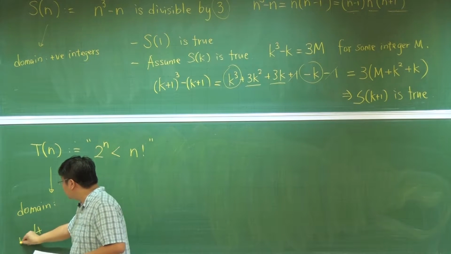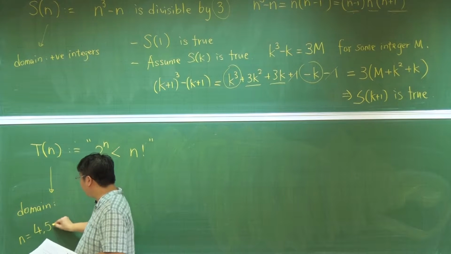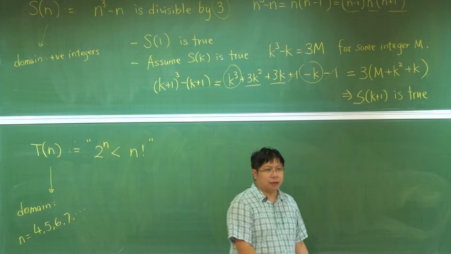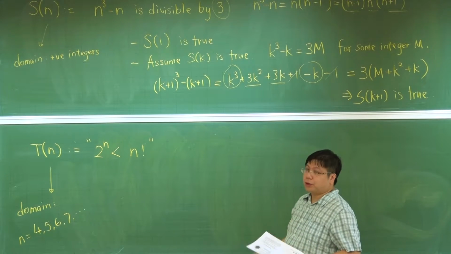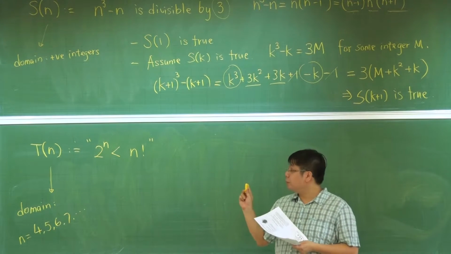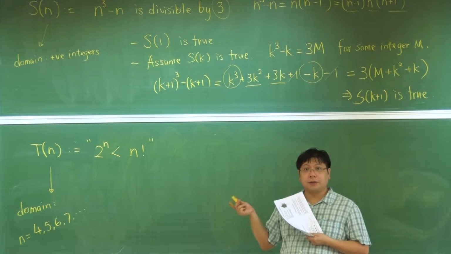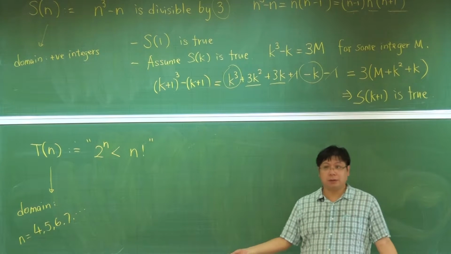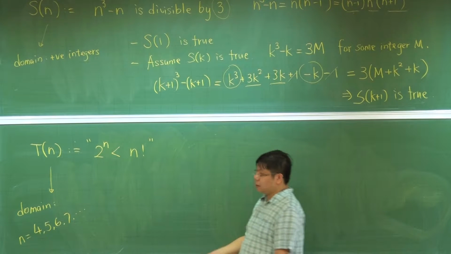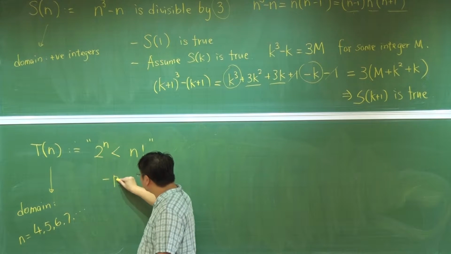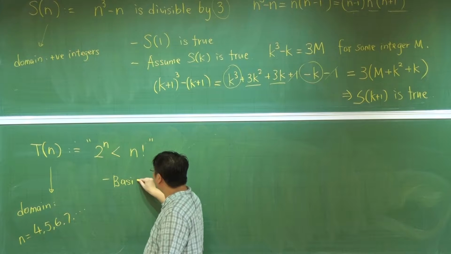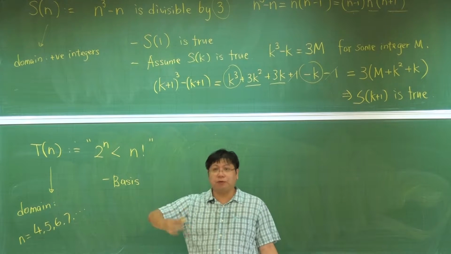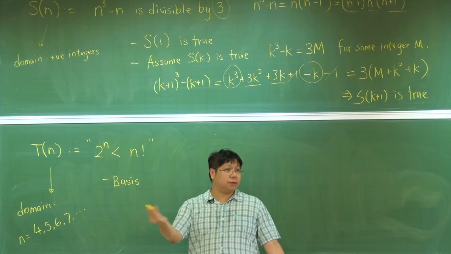But here we want to show that the domain of n we are interested in is the numbers n equal to 4, 5, 6, 7, and all the integers afterwards. We actually want to show that this proposition is true for every n greater than or equal to 4. So what should we do? We do not start our basis case at 1 because we are not proving 1 is correct. When n is equal to 1, it is wrong.